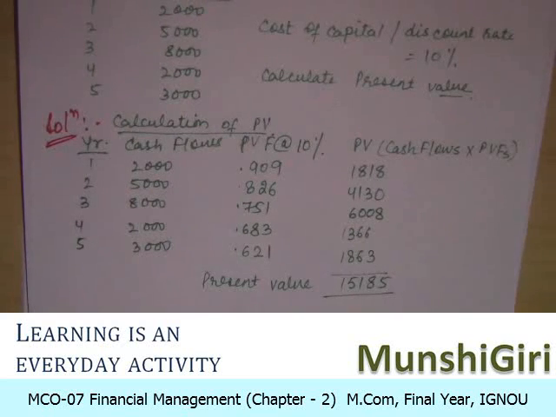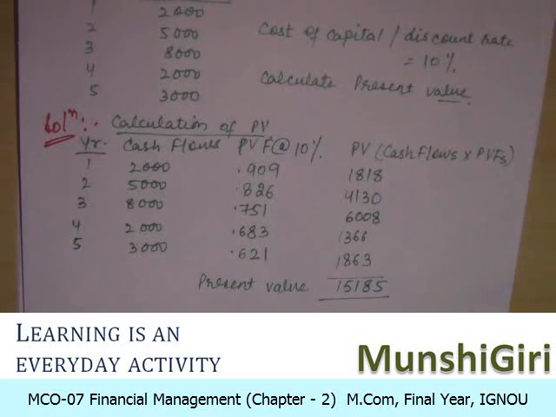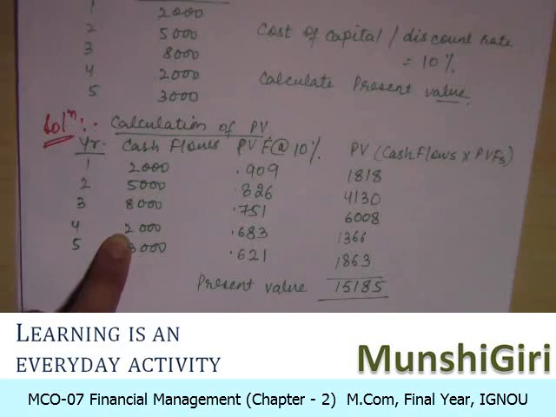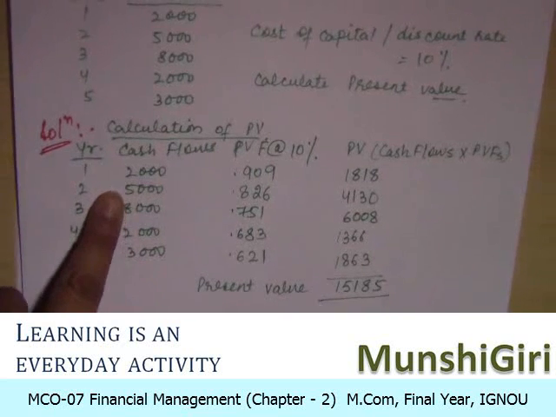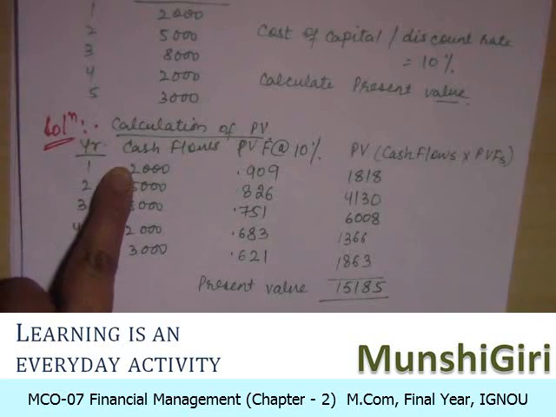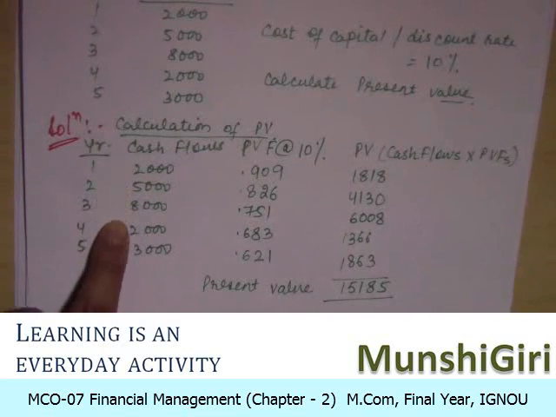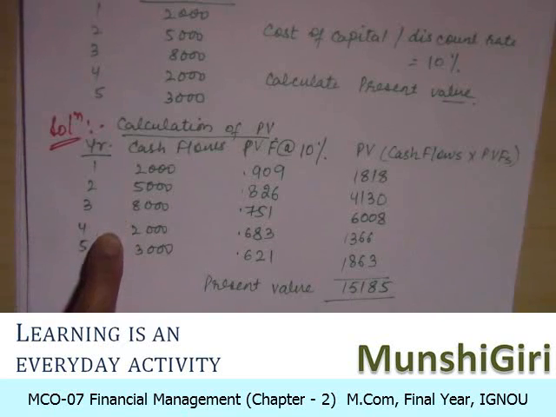That was for an uneven series. Uneven series means the cash flows are not equal every year. They are different. You'll receive 2000 rupees at the end of year 1, 5000 at the end of year 2, 8000 at the end of year 3, and so on.